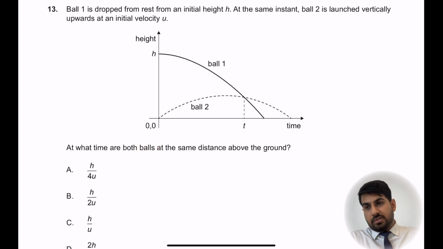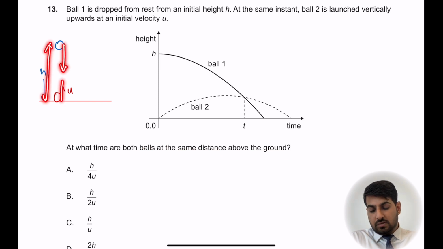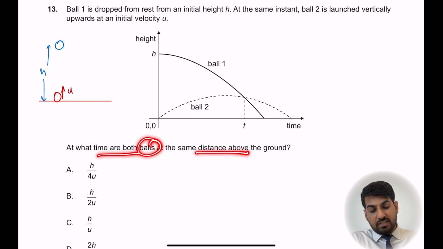Now guys, in this type of question you have to understand what is happening. This is with respect to time, but if I want to draw it in reality, one ball is launched upward with initial velocity u, and one ball is dropped from a height of h at the same time. So both balls will come down and they will meet at a certain point. The question is, at what time are both balls at the same distance above the ground?